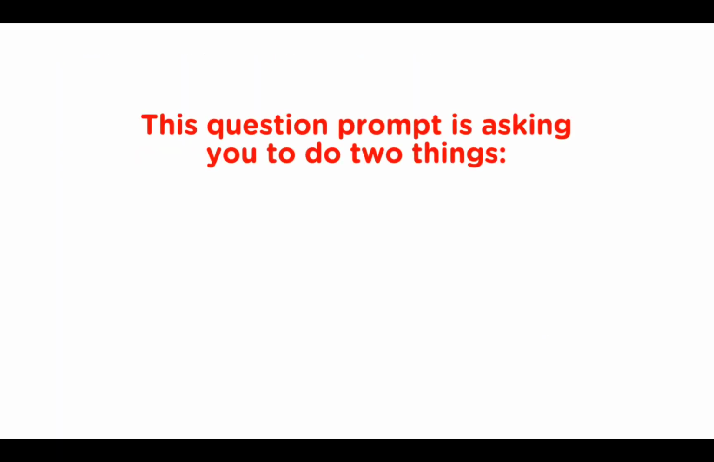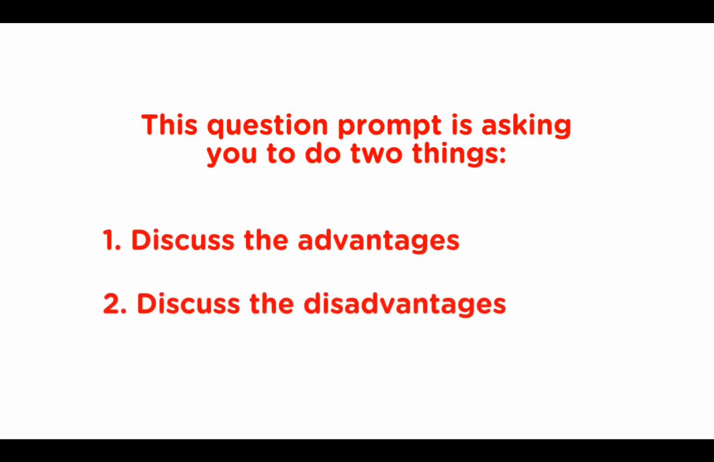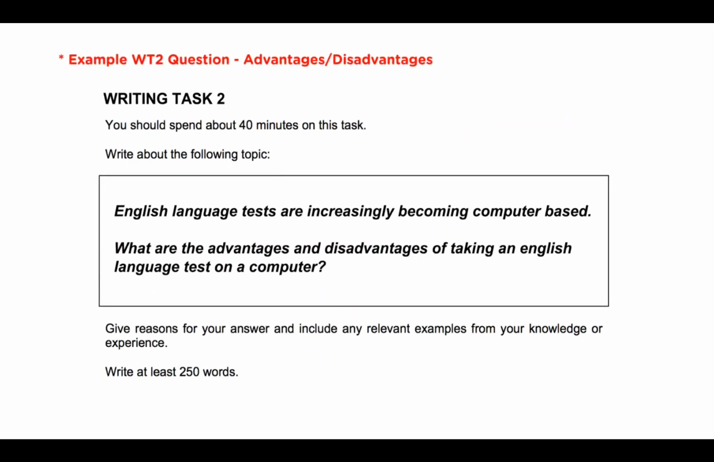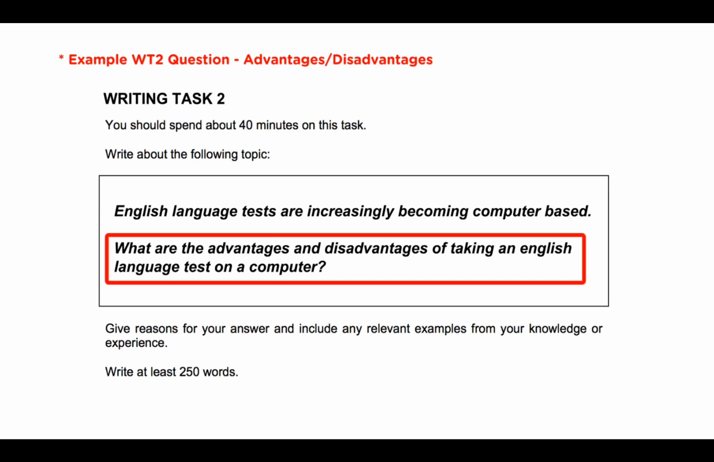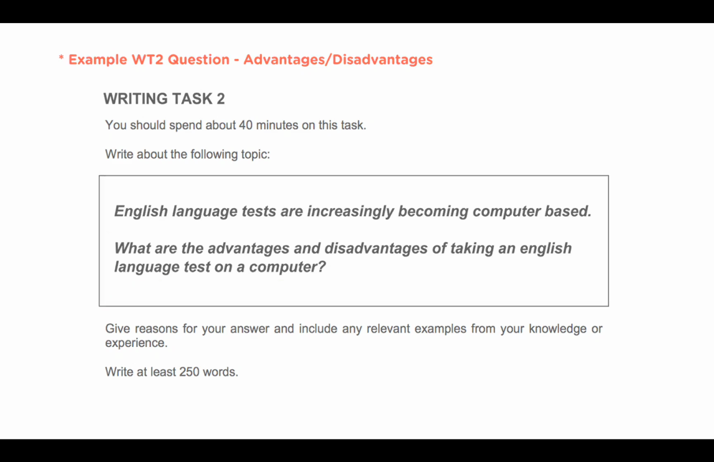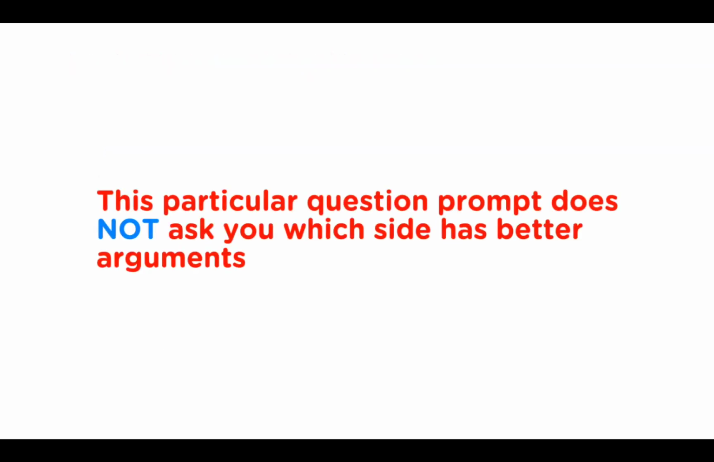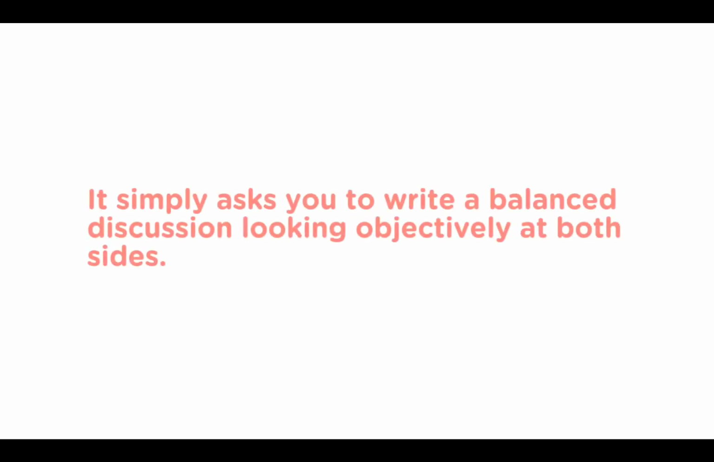This question prompt is asking you to do two things. First, discuss the advantages. Second, discuss the disadvantages. If you look closely, it says discuss the advantages and the disadvantages, which means you need to discuss both sides. This particular question prompt does not ask you which side you think has better arguments. It simply asks you to write a balanced discussion looking objectively at both sides.